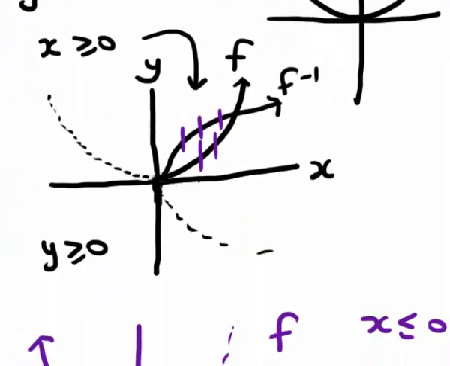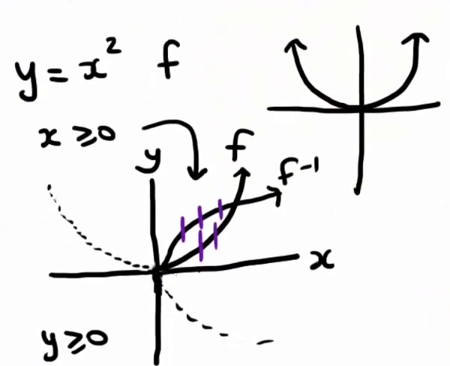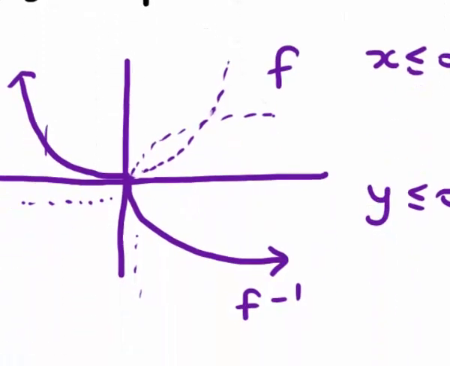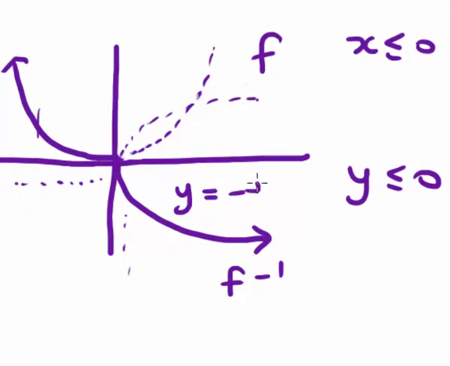So when you look at the restricted graphs here, with the inverse graph, that one there would be, of course, the positive root x. That's the graph of the square root x. And this would be negative root x because your y is negative. So that's very, very important in the game of dealing with restricted graphs.